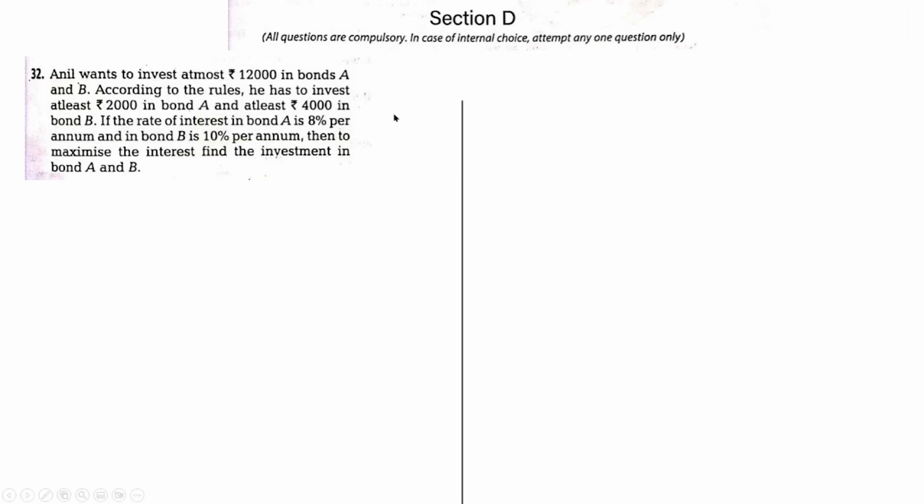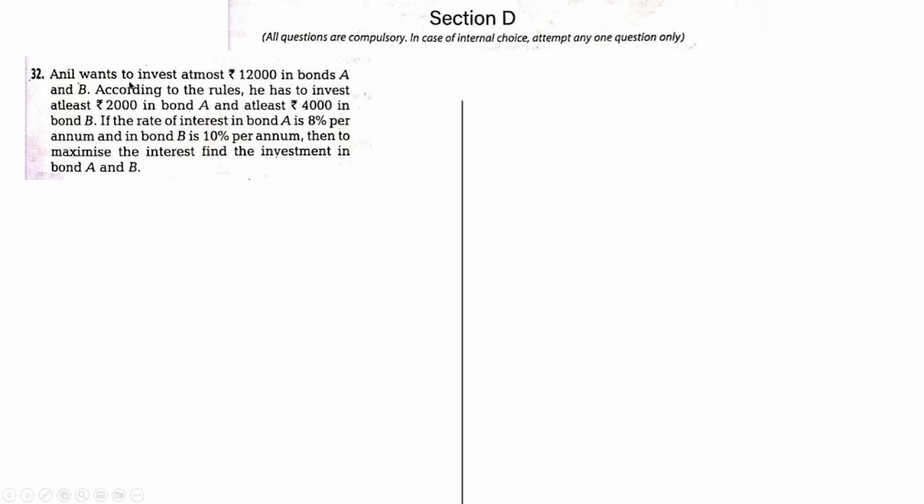Now moving on to the next section, which is section D. In this section, each question carries 5 marks. Anil wants to invest at most 12,000 rupees in bonds A and B. According to the rules, he has to invest at least rupees 2,000 in bond A and at least rupees 4,000 in bond B. If the rate of interest in bond A is 8% per annum and in bond B is 10% per annum, then to maximize the interest, find the investment in bond A and B.